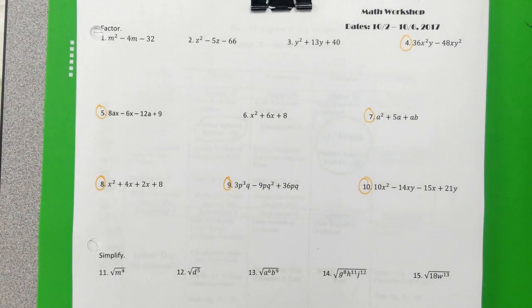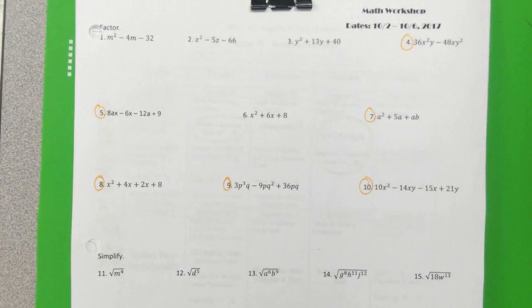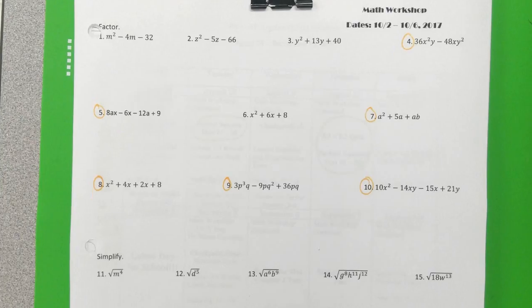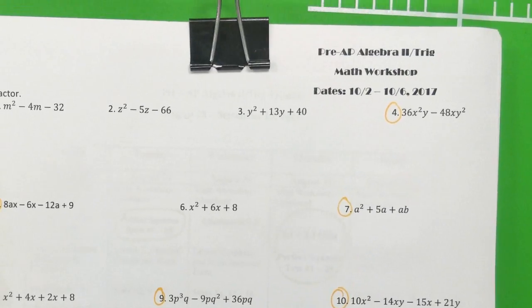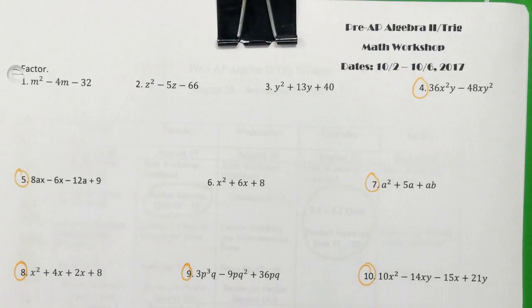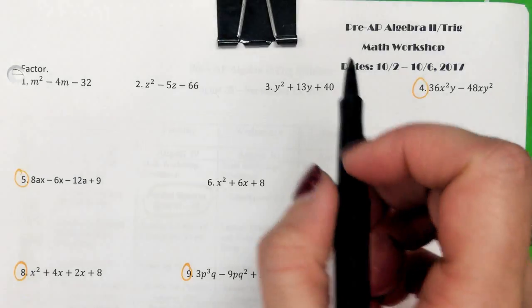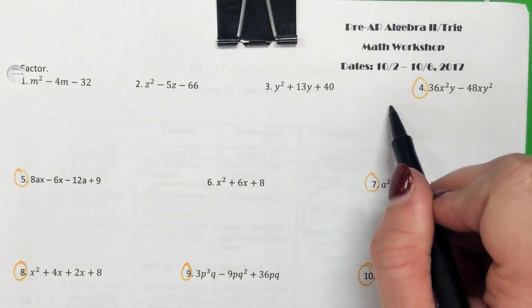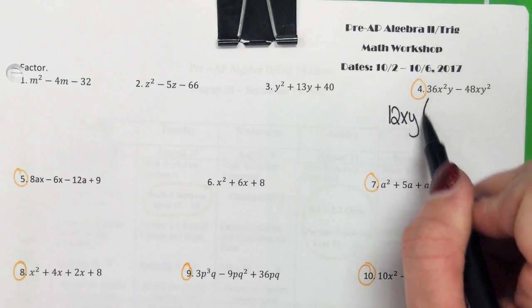All right, let's look at number 4, okay? Number 4, how many terms does it have? It has 2. So when you have 2 terms, how do you have to factor that guy? GCF, there you go. What's the GCF between all that stuff? 12x. 12xy. Perfect.